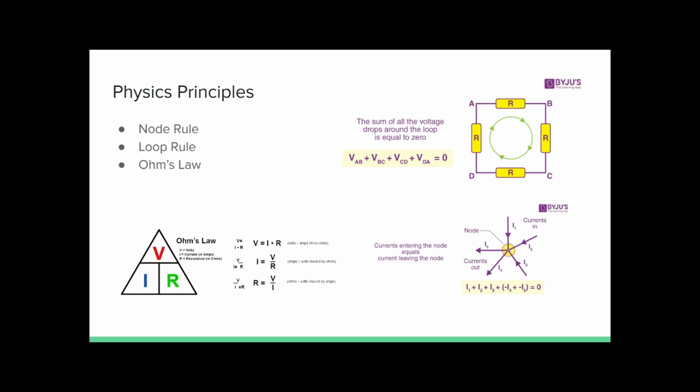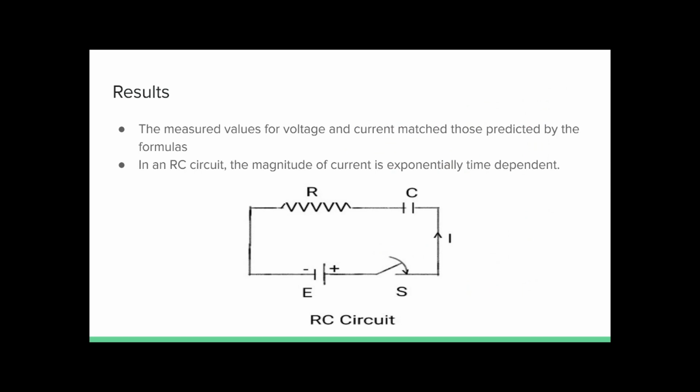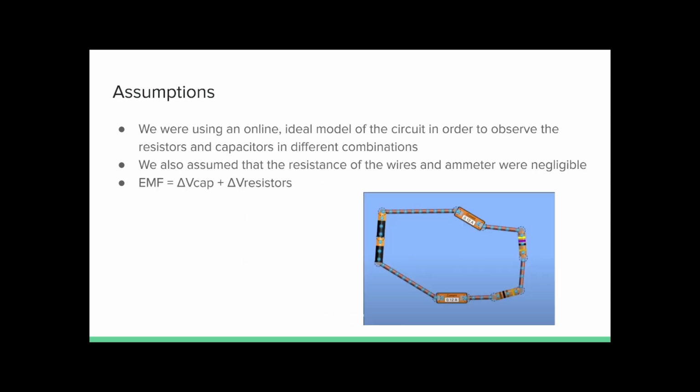A loop rule, which says that the overall sum of the voltages equals 0 throughout an entire loop, and Ohm's rule, which shows the relationship between volts, current, and resistance for resistors. The results we found were that the measured value of our voltage and current matched those predicted by our formulas, and in an RC circuit, the magnitude of current is exponentially time dependent.